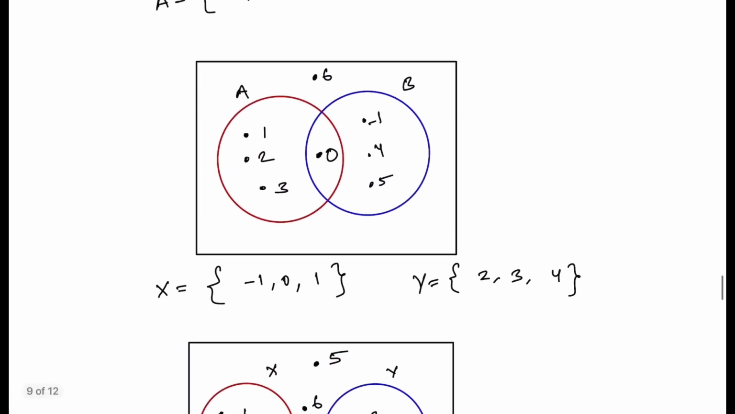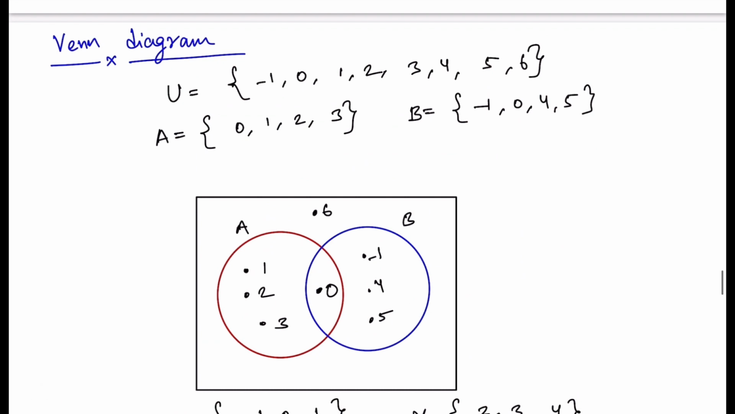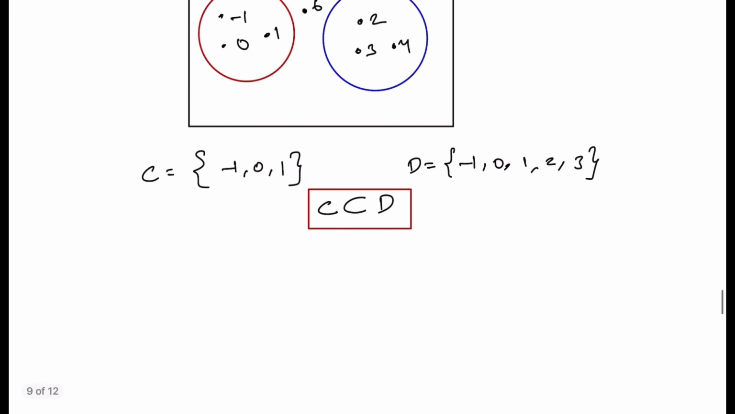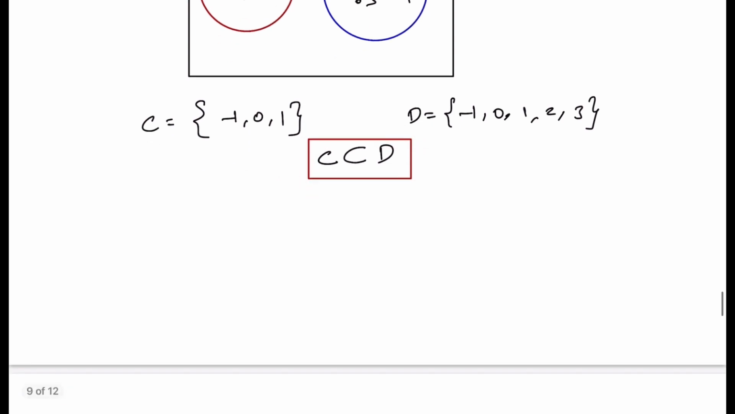Now what was the first case? In the first given sets, some elements were common. Then in the second case, no elements were common. In the third case, every element of the first set belongs to the second set. That means C is the subset of D. So this is the third case.